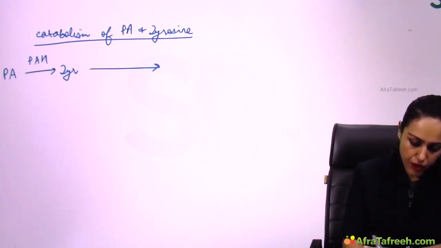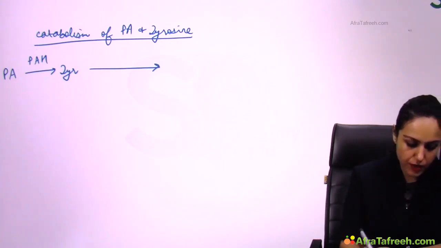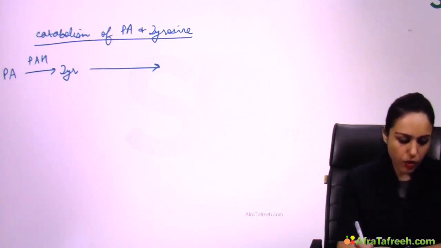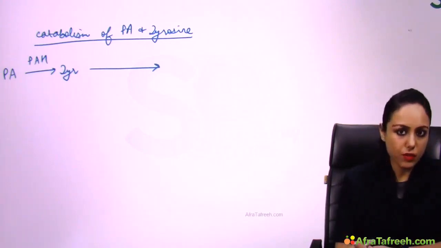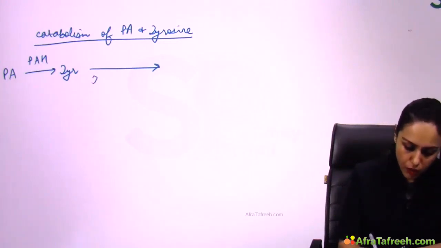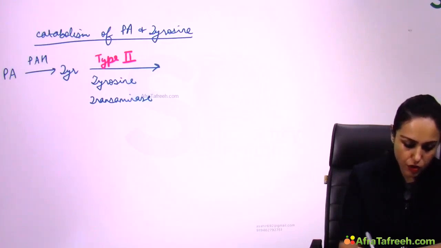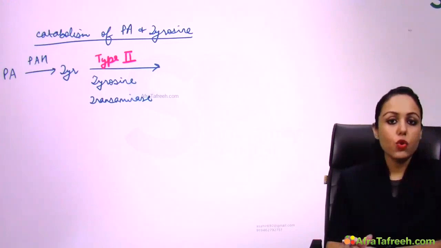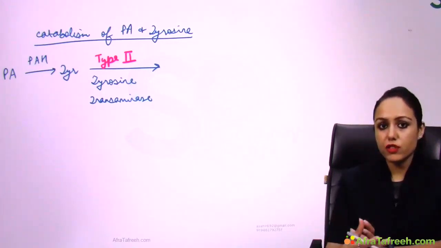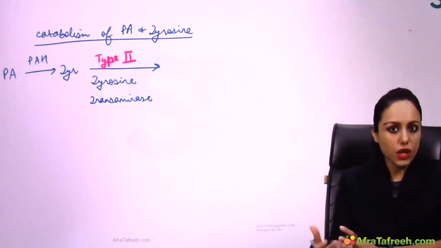Catabolism of phenylalanine and tyrosine. So you know that from phenylalanine, tyrosine is formed with the help of the enzyme phenylalanine hydroxylase. In the catabolism, the first step is transamination. So here the name of the enzyme is tyrosine transaminase, and the deficiency of this enzyme will lead to type 2 tyrosinemia. After transamination, amino acids get converted to keto acids.